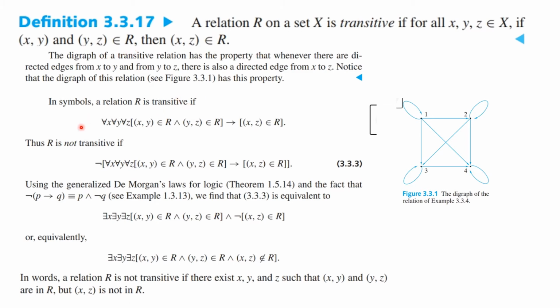And here are some logical ways that you can state those same things. In words, a relation is not transitive if there exist x, y, and z such that (x,y) and (y,z) are in R, but (x,z) is not in R. That would be a counterexample.